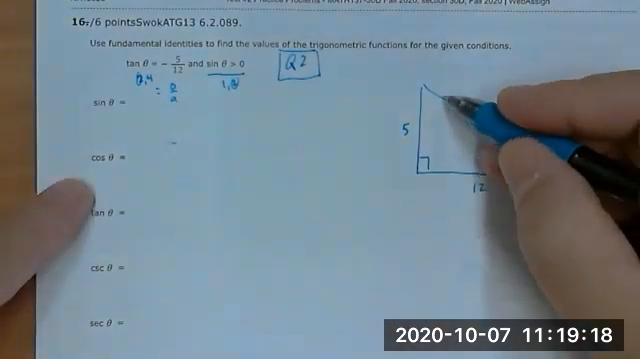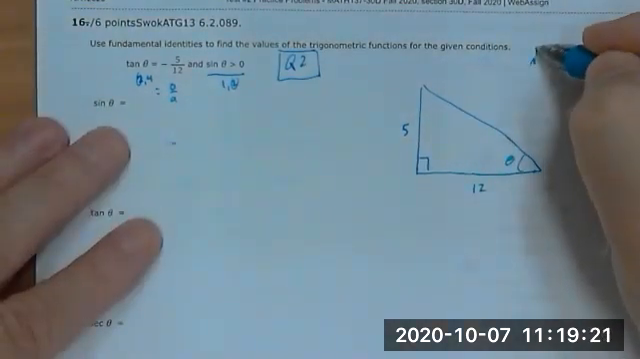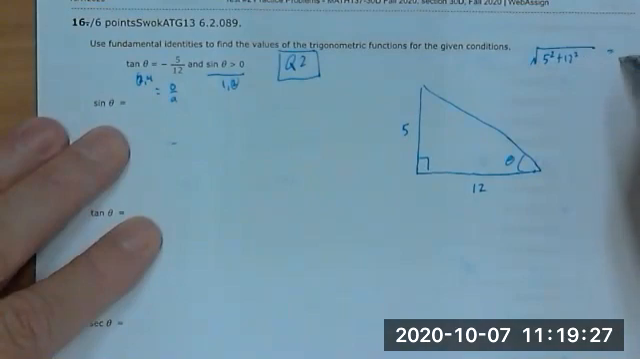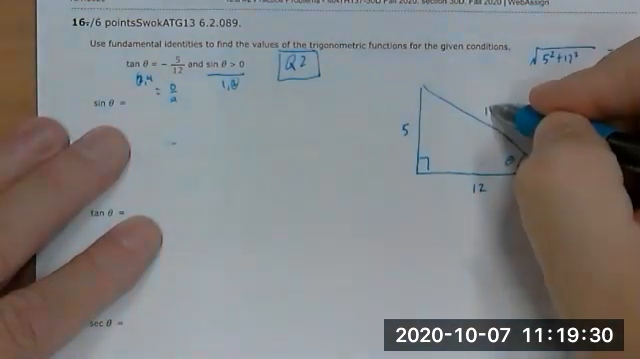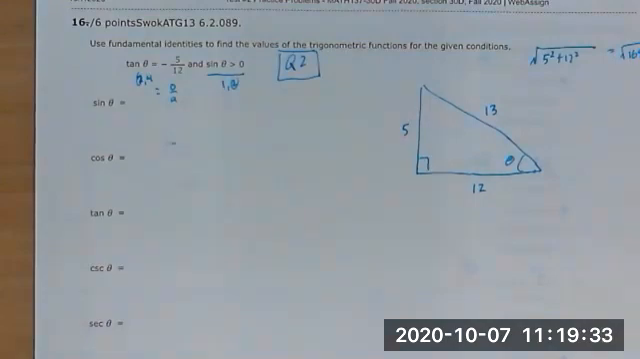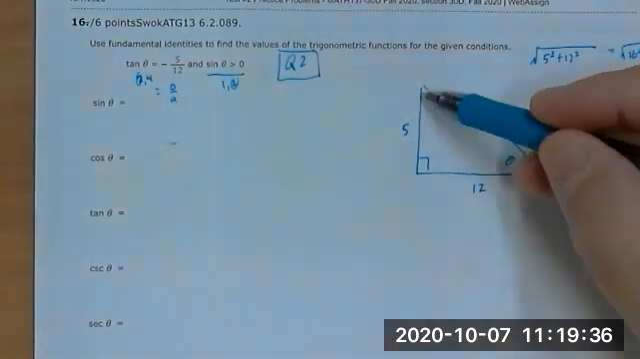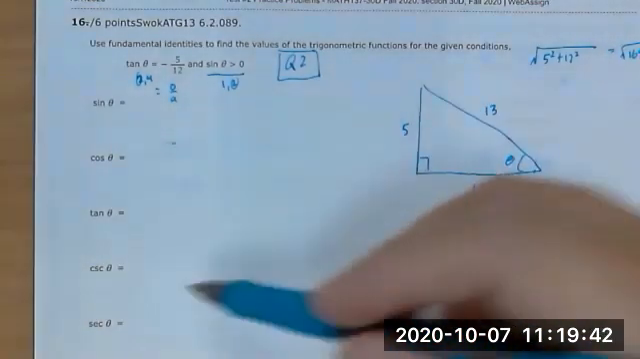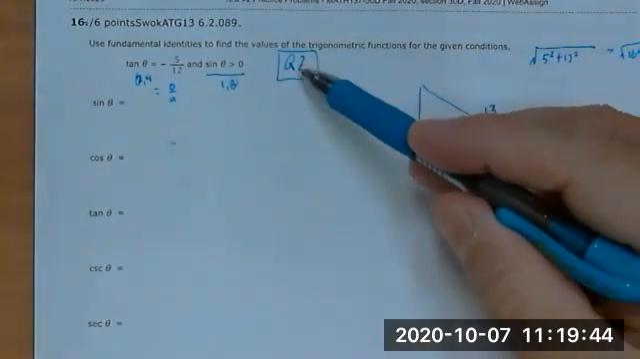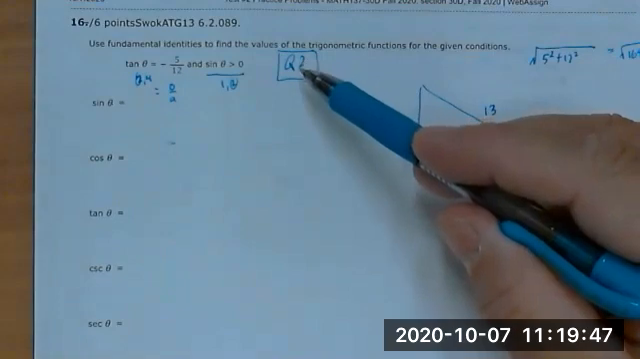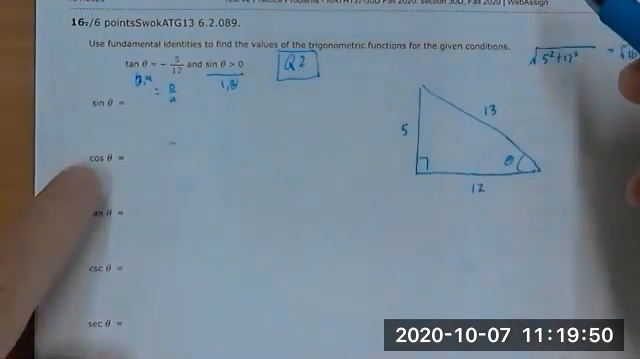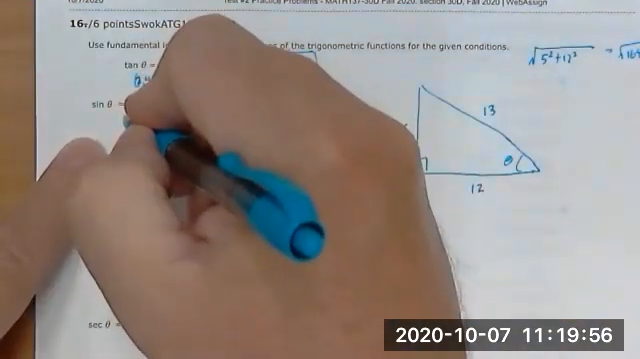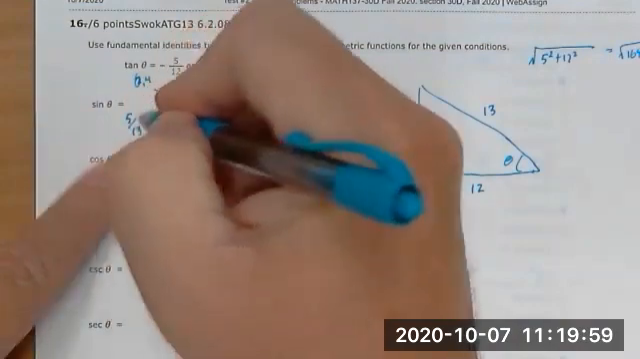Now I need to find the hypotenuse. So I use the Pythagorean formula, 5 squared plus 12 squared. That's like 169. So hypotenuse is 13. Now that I have a right triangle and I know all 3 sides, I can go find all my trig functions, and then knowing what quadrant they're in, I can then attach either a positive or negative. So for instance, sine is opposite over hypotenuse, 5 over 13.